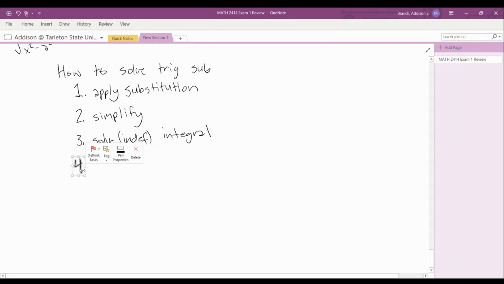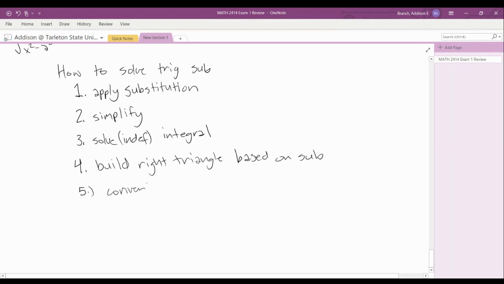Step 4 is going to be to build your right triangle based on your initial substitution. And our last step is going to be to convert back to x.